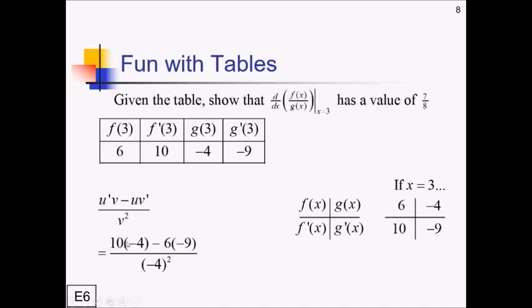So up top we've got negative 40 plus 54, which is 14. Down below this is going to be 16. And then 14 over 16 clearly reduces to 7 over 8. So we've done what they asked. So that'll be it for this one.